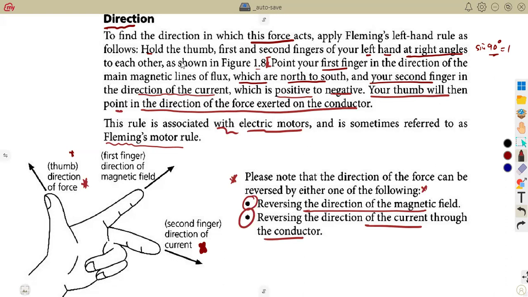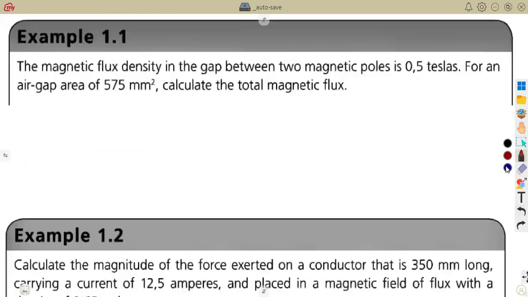So like I said, we need to consider typical questions on what we just covered and see how these questions can be given. On this first example, you are given that the magnetic flux density in the gap between two magnetic poles is 0.5 Tesla. Remember, this is B from our presentation. So that is 0.5 T. For an air gap of area 575 square millimeters, you are given the area.